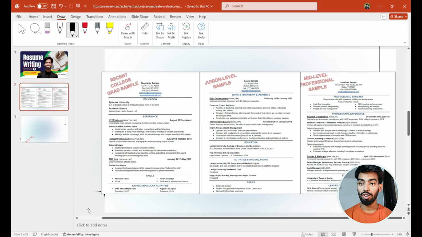So now let's move forward with the sample templates जो कि मैंने बताए थे. Under this we have three different samples, जिसके अंदर है हमें very recent college grad sample, ठीक है. Next we have junior level sample, and the third which we got is mid level professional sample, ठीक है. We'll be seeing one by one.